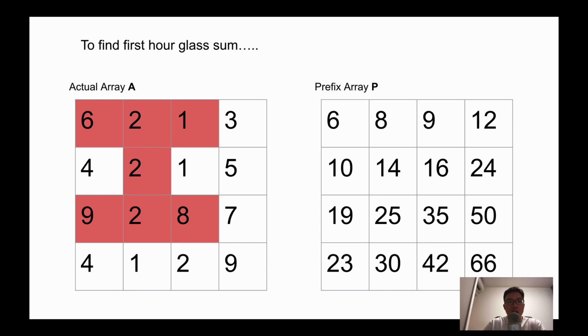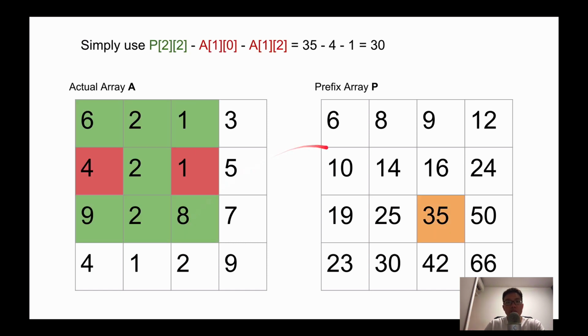So let's say we want to find the first hourglass sum, 6 2 1 9 2 8, basically the boxes that are highlighted in red. How can we use the prefix array P to help us? First we can get P22, which is 35, and which contains the sum of the elements of this entire box here. But notice that this includes elements that we don't want. So we can simply subtract the elements that we don't want. In this case, we subtract 4 and we subtract 1. And this will give us the resultant hourglass sum that we want. But this is the most basic case.